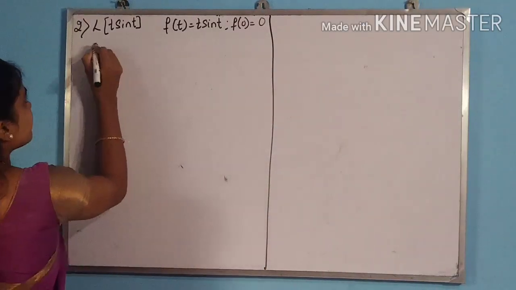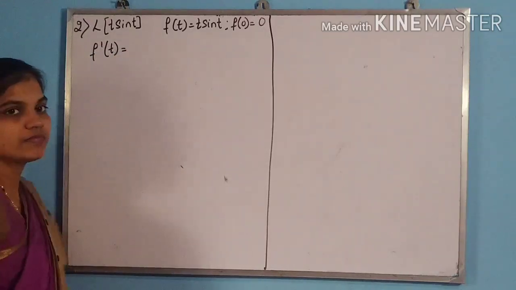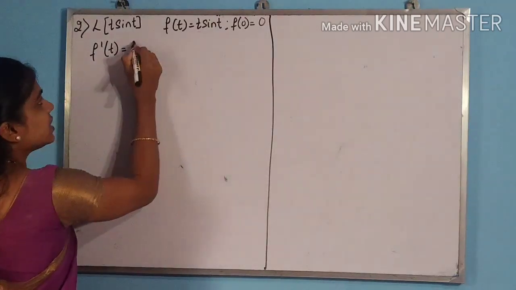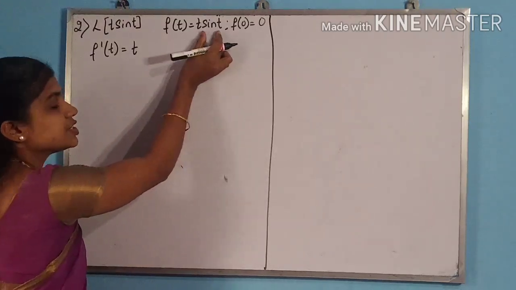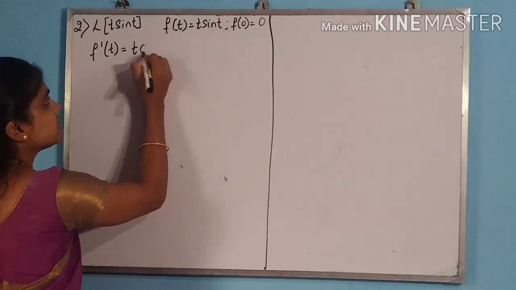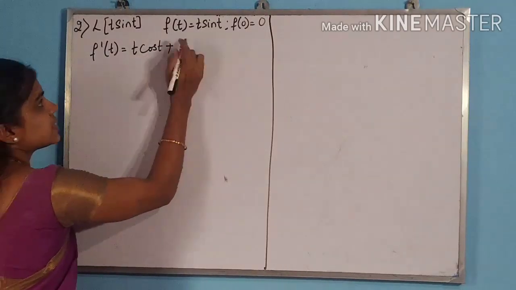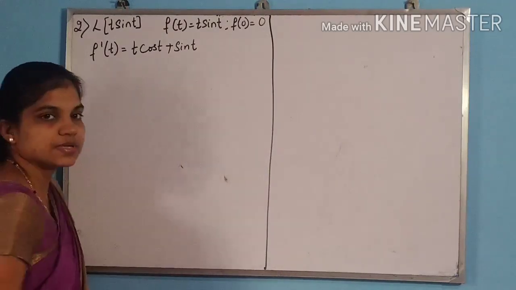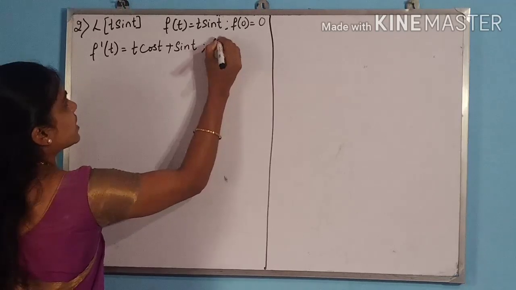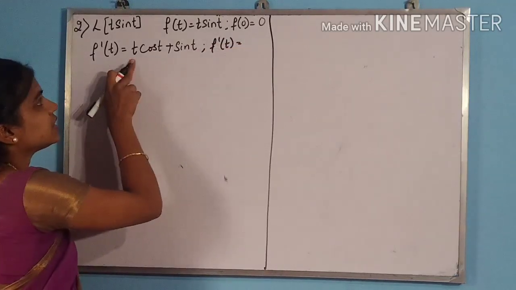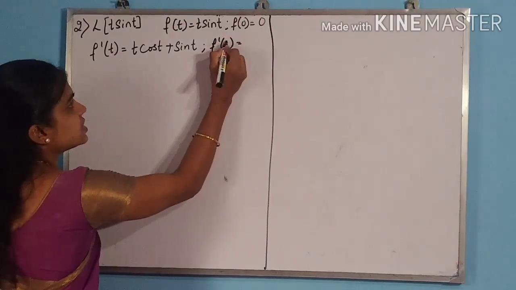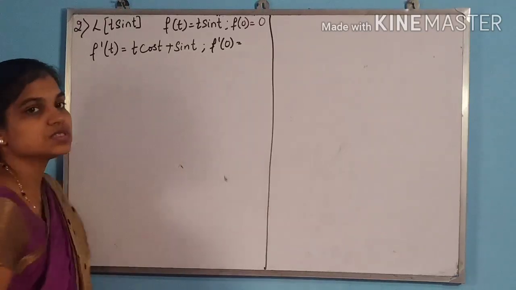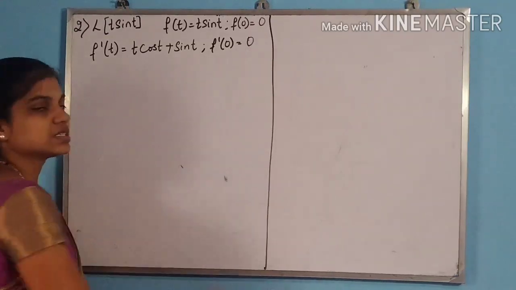Right? So what is f prime of t? We have to differentiate it with the product formula. So t is kept constant, and you are differentiating sine t. Differentiation of sine t is cos t, plus sine t is kept constant. Differentiation of t is 1. So it is t cos t plus sine t. So what is f prime of 0? 0 into anything is 0, and sine 0 is also 0. So f prime of 0 is 0.